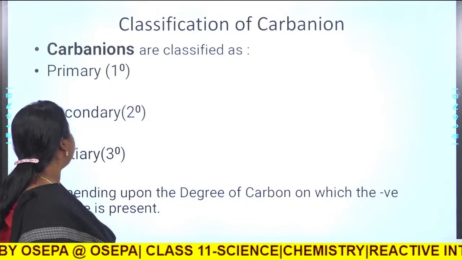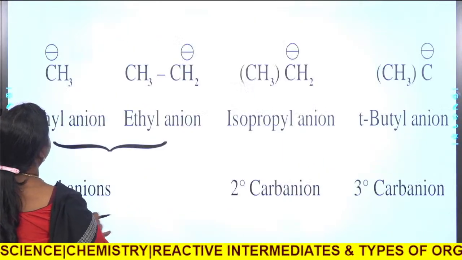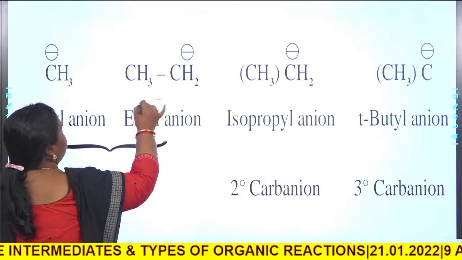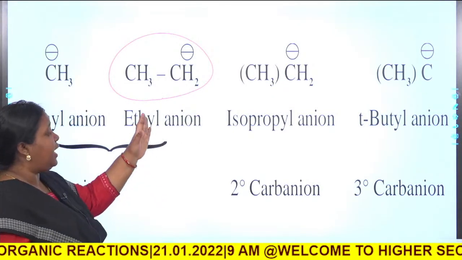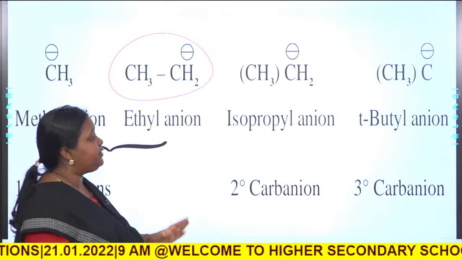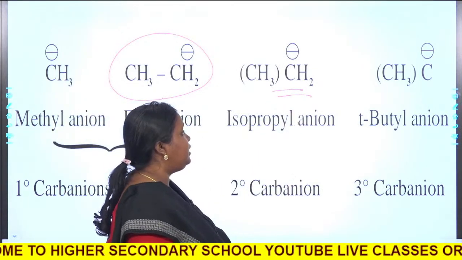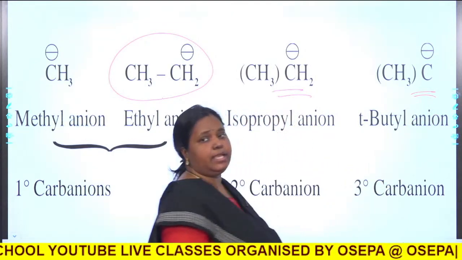If the charge is present on a primary carbon, then it is called primary carbanion. If the charge is present over a secondary carbon, it is called secondary carbanion. If the charge is present over a tertiary carbon, it is called tertiary carbanion.